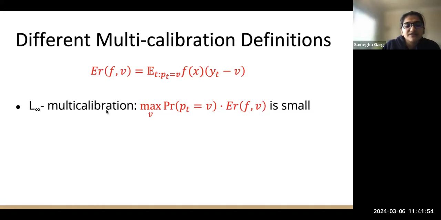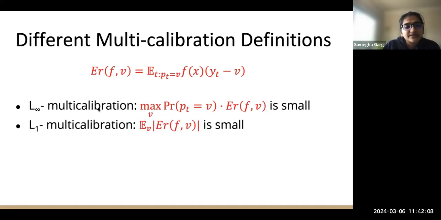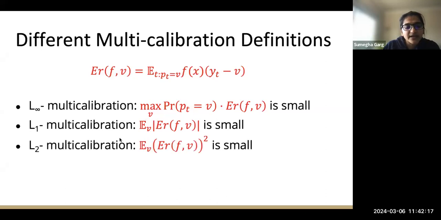But if it is not 0, then we can measure in terms of L infinity multi-calibration. That is, you take the max over v of this error value. For L1 multi-calibration, you take the sum over these errors for all these score groups. And for L2 multi-calibration, you take the expected L2 error for these multi-calibration errors. So this is the difference.